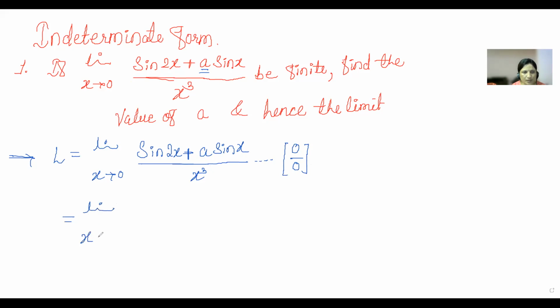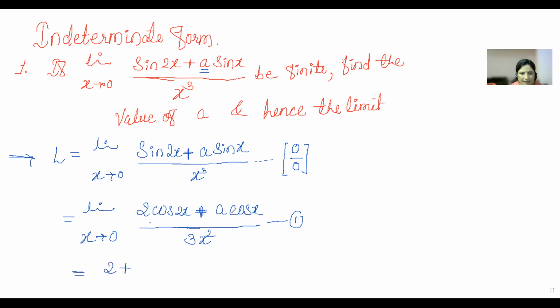By taking that L'Hospital rule, x tends to 0. Derivative of sin 2x is 2 cos 2x, plus derivative of a sin x, that is a cos x, divided by 3x square. Suppose this is the first expression. Now put x equal to 0. So here we are getting 2 into cos 0, this is 2, plus a into cos 0, that is a, divided by 0.